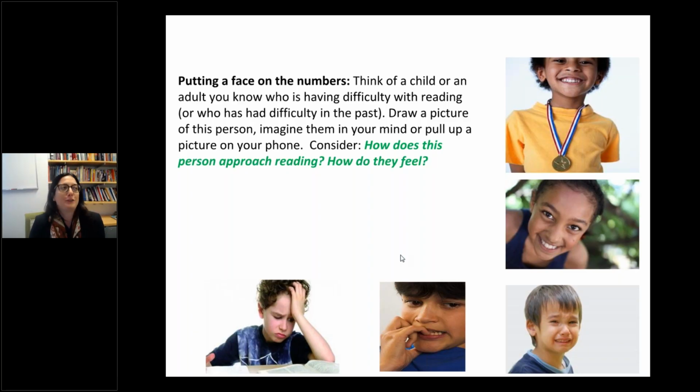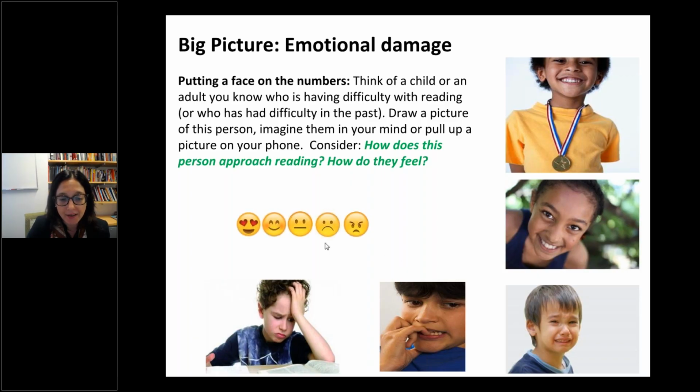And if you think about how you feel when something's hard for you, right, of course you don't want to do it. One of the assessments that I give when I'm doing research with kids is an emoji survey, and kids circle which emoji they identify with and how they feel about reading, how they feel when their teacher asks them to read. So for your sample kid, if you could just right now think about which emoji they would circle.